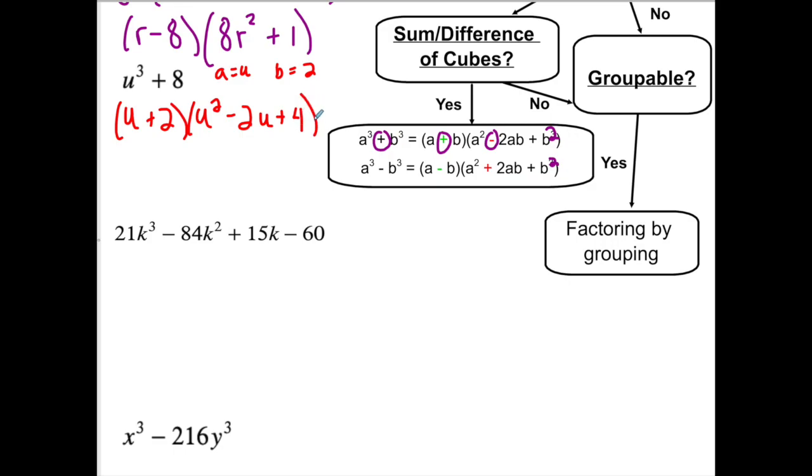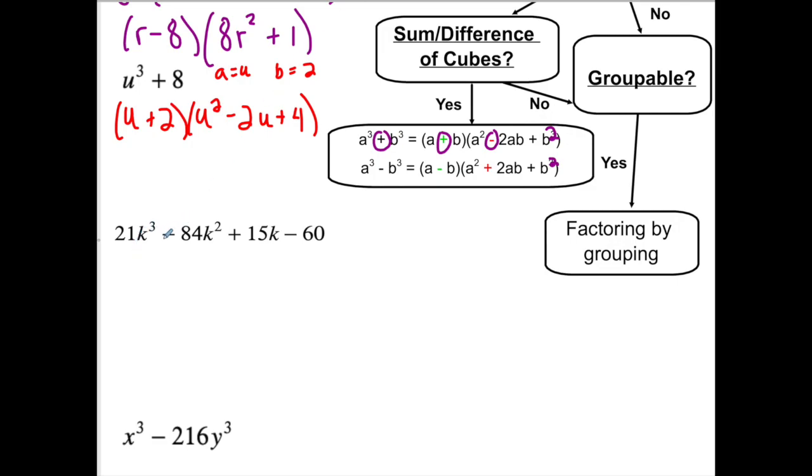always positive. And if we were to distribute this, we would get u cubed minus 2u squared plus 4u plus 2u squared, so you can see the u squareds are going to cancel out, minus 4u, so those u's cancel out, plus 8. So that cancels out the u squareds and the u's and just leaves an 8. So that's a sum of cubes.